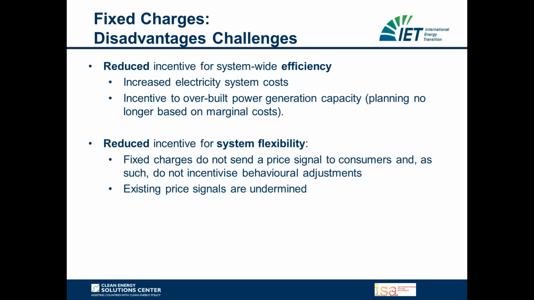They also reduce, and this is the biggest problem from an energy transition point of view, incentives for system flexibility. They no longer provide a price signal to the consumers at what time, in which location they should produce less or more electricity. There's no incentive for behavioral adjustments, and also the existing price signals, which might still come from the other volumetric component of your electricity price, are undermined, or they are overlaid by additional fixed charges.